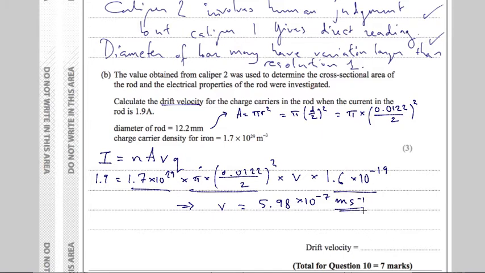You must quote the units, right? That's a lost mark if you don't. The unit is not given in the answer, but it is a velocity, so it is in meters per second. So 5.98 times 10 to the minus 7. The mark scheme, I believe, gives a tolerance of anything between 5.9 and 6.0. So I would encourage you to have a look at the mark scheme as well, which is freely available.